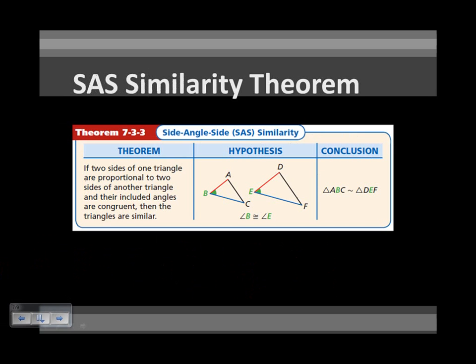And there is. Side angle side similarity says that if 2 sides of one triangle are proportional to 2 sides of the other triangle, so that's definitely the case that we had, and their included angles are congruent, the 70-degree angles were the included angles, then the triangles are similar. So we've got side angle side, side angle side, the angles are congruent, and the sides are proportional. So that does make the 2 triangles similar.